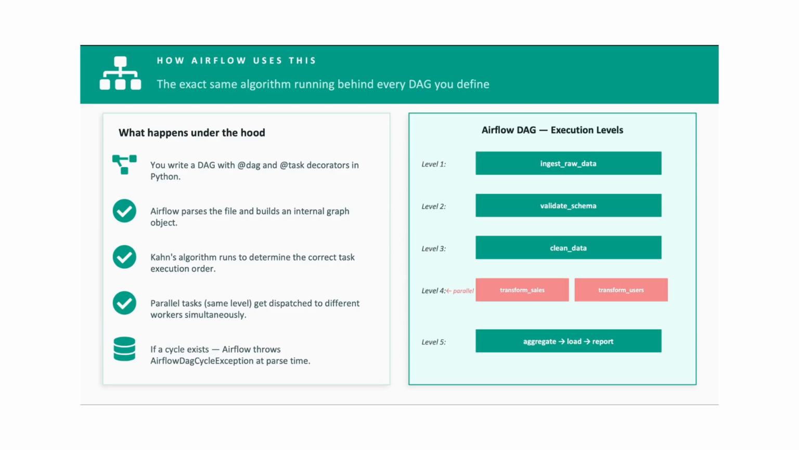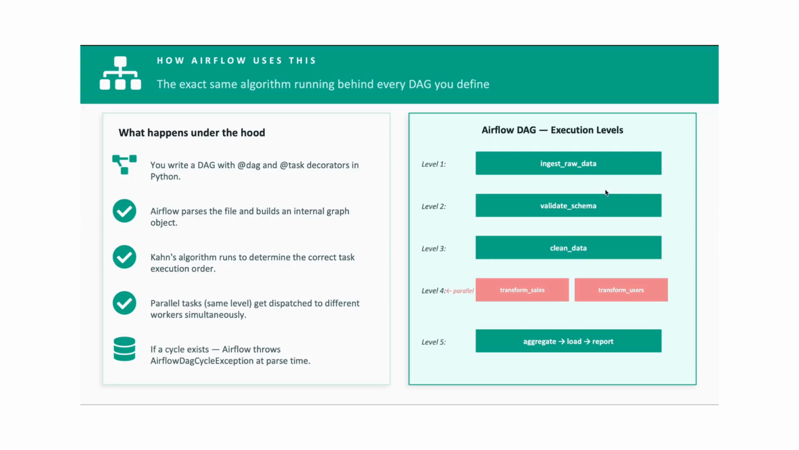Now the direct connection to Apache Airflow. When you write a DAG in Airflow, those Python files with DAG and task decorators, Airflow parses that file and builds an internal graph object. Then it runs this exact algorithm, Kahn's topological sort, to determine the correct task execution order before scheduling a single job. So look at the right panel in here.